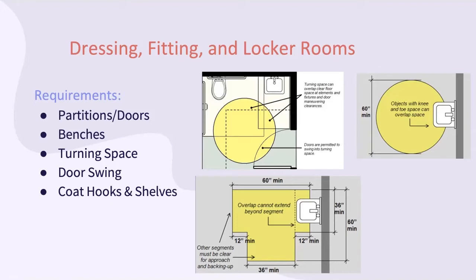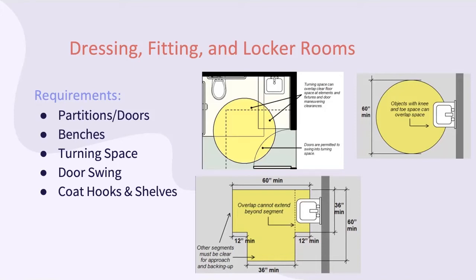And then a door swing. Doors are allowed to swing into turning spaces, but they generally cannot swing into a room unless there's enough clearance space beyond the arc of the door swing. So there needs to be a space that's 30 by 48 inches minimum, extras that would not be touched by the door opening.